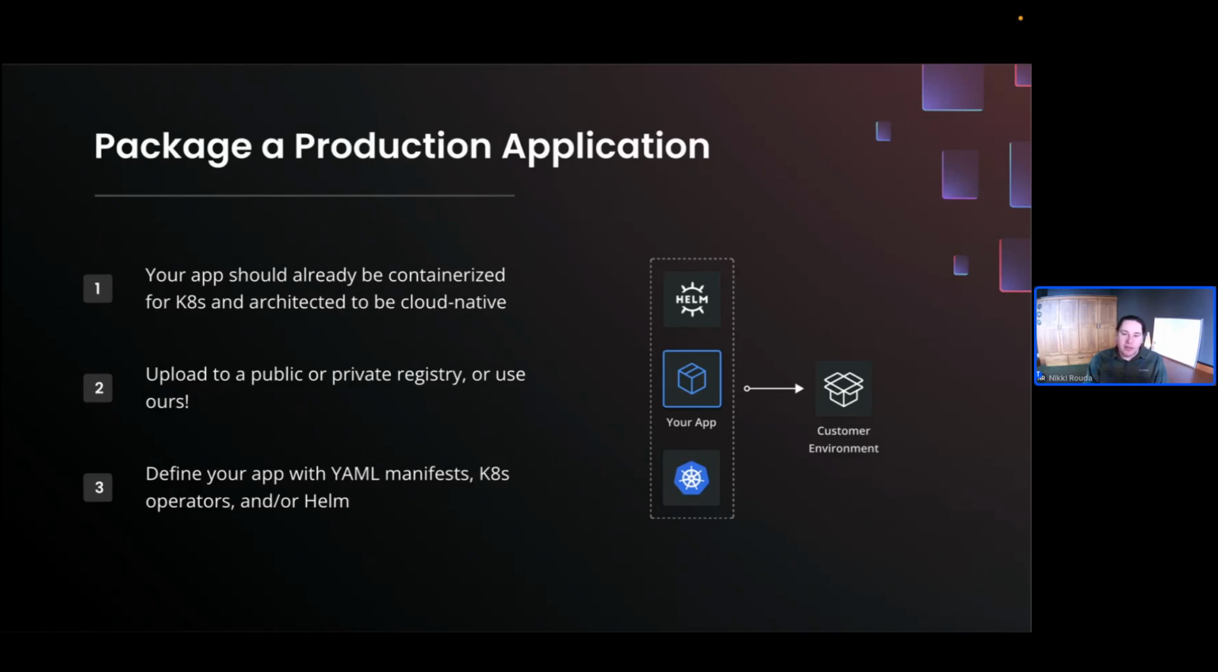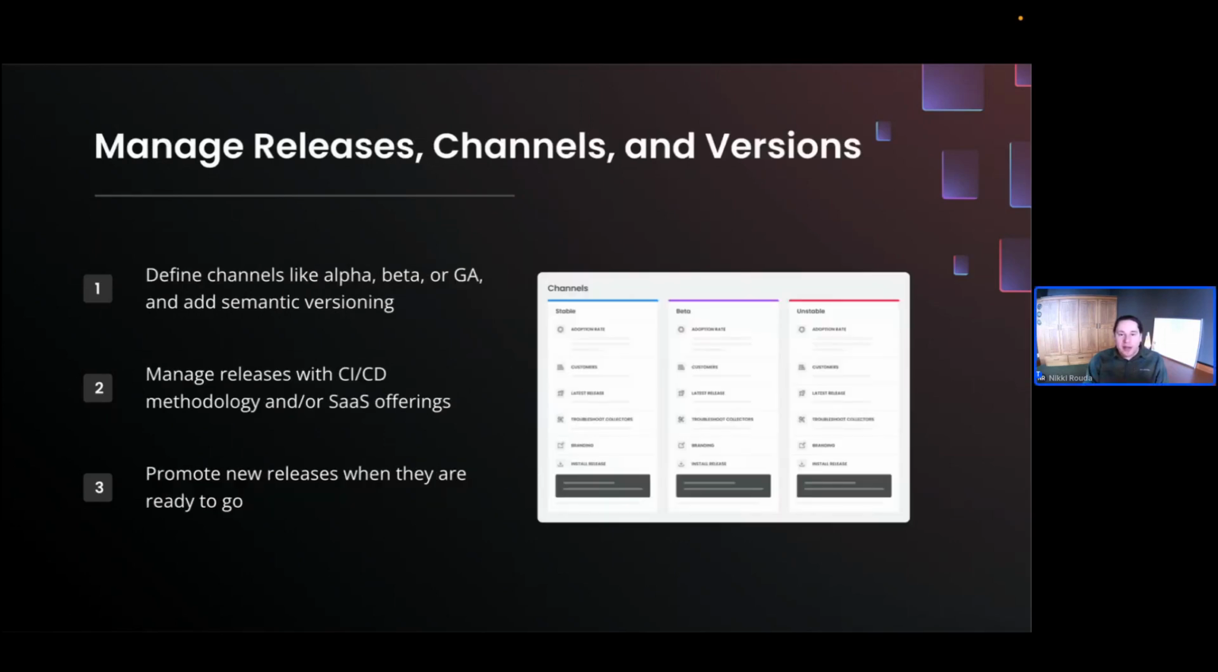You just give them the command line and the license, and they're up and running in one line. So within that, obviously you have different releases, channels, versions. We help you segment those out, manage alpha, beta, GA. We can do semantic versioning to keep order of releases and make sure updates happen appropriately.